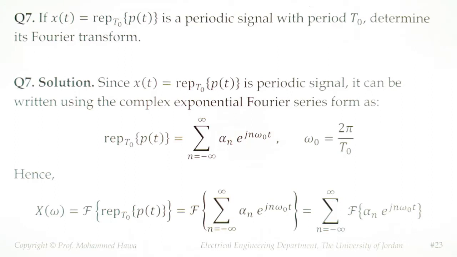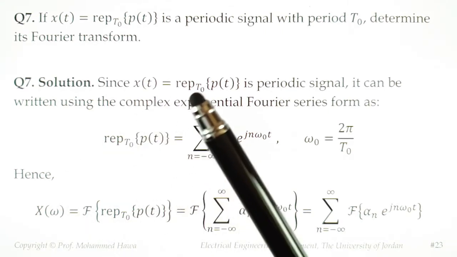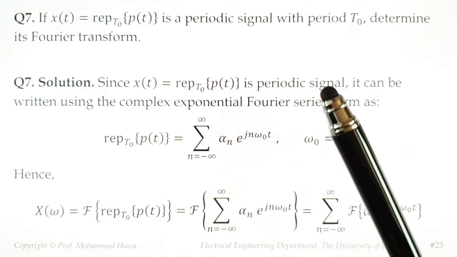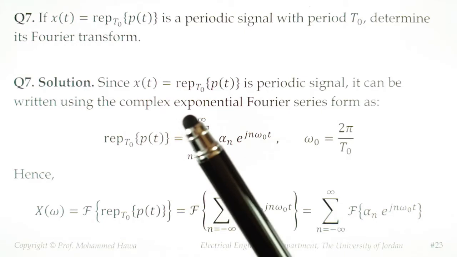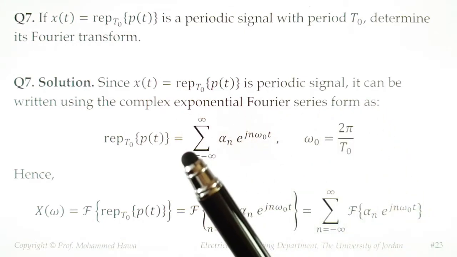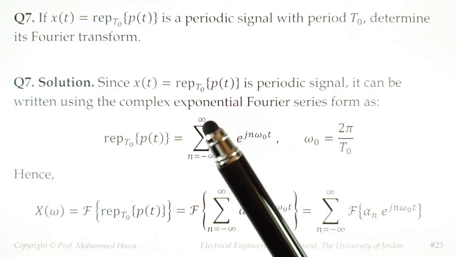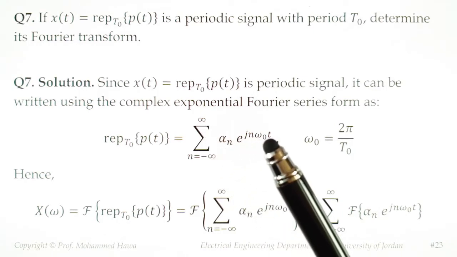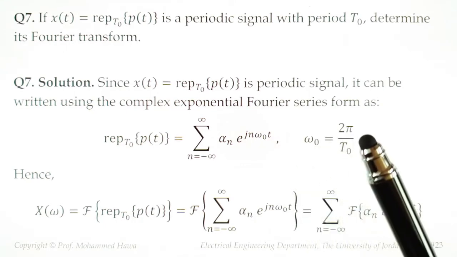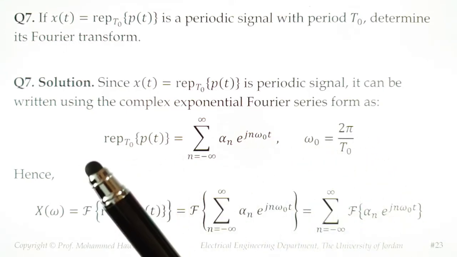I mentioned earlier that to calculate the Fourier transform of periodic signals, go ahead, calculate Fourier series, the complex exponential form, alpha n, and then convert that into Fourier transform by multiplying by 2 pi and introducing impulses. Is that the correct answer? Let's prove it. Since x of t equal repeat every t naught b of t is a periodic signal, it can be expressed using the complex exponential Fourier series form as the infinite sum n equal minus infinity to infinity of alpha n e to j n omega naught t, where omega naught is 2 pi over t naught. I know this from Fourier series.